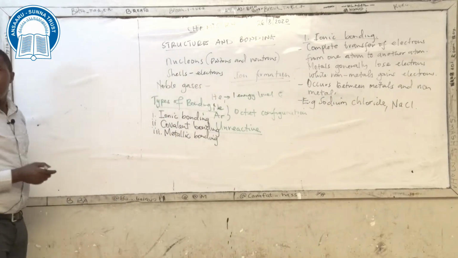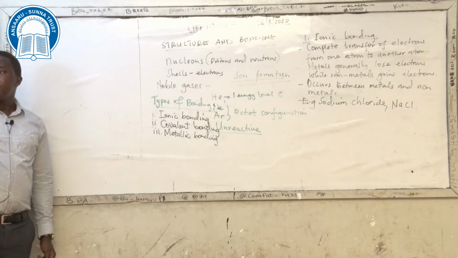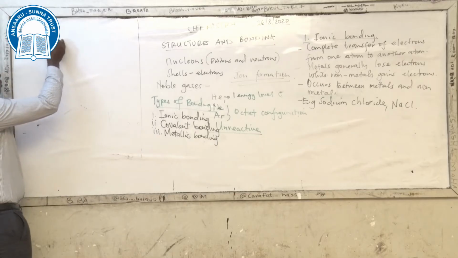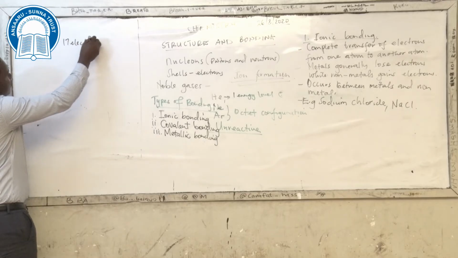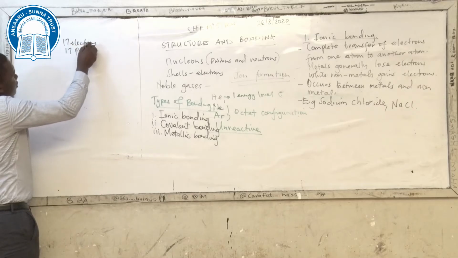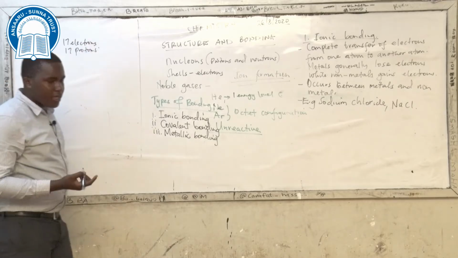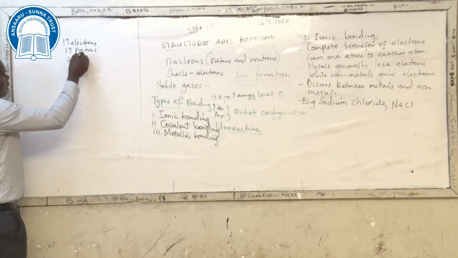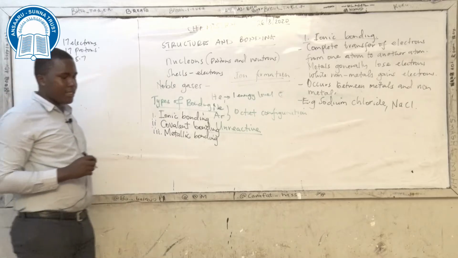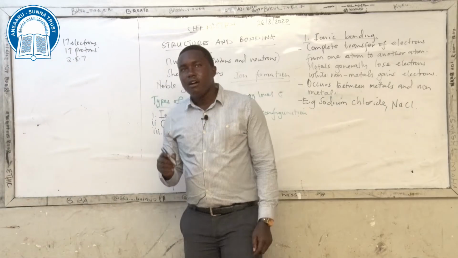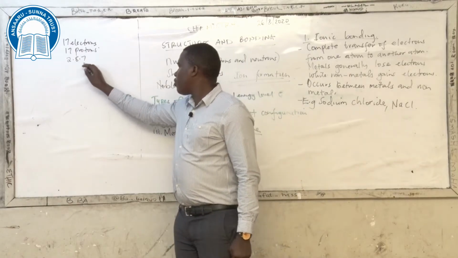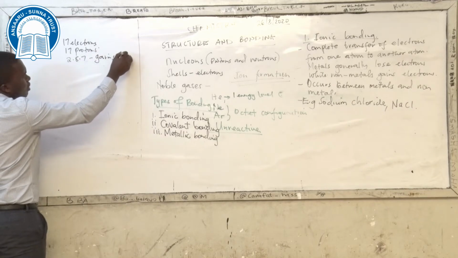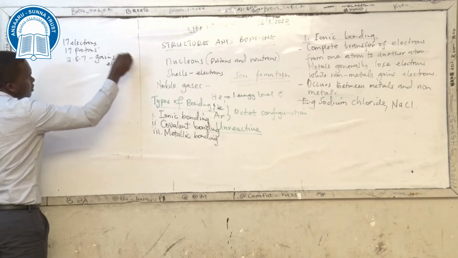So we know that a chlorine atom has got 17 electrons and 17 protons. Therefore, when you write the electron configuration of chlorine, it becomes 2, 8, 7. That tells you that for chlorine to react, it needs to gain one electron during a reaction.